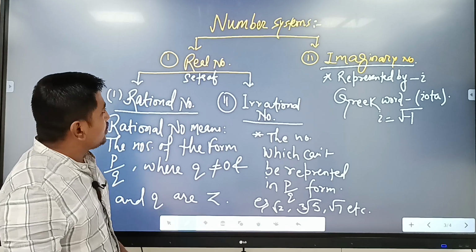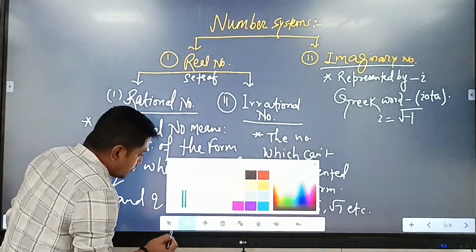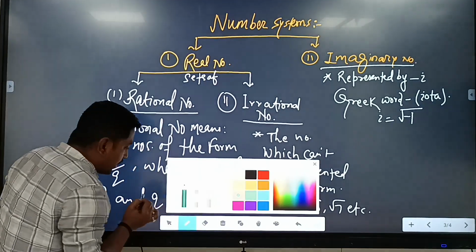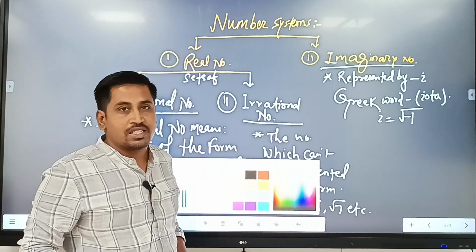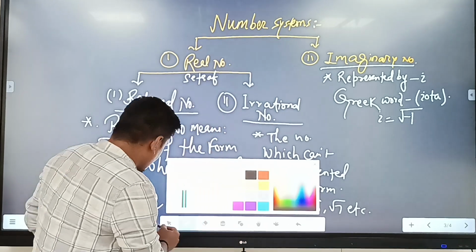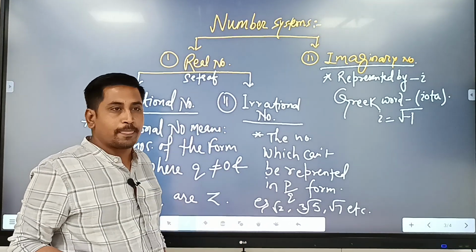Now coming to the decimal expansions of the rational number over here. So can I change the slides? Okay. Has anyone any doubt over here?